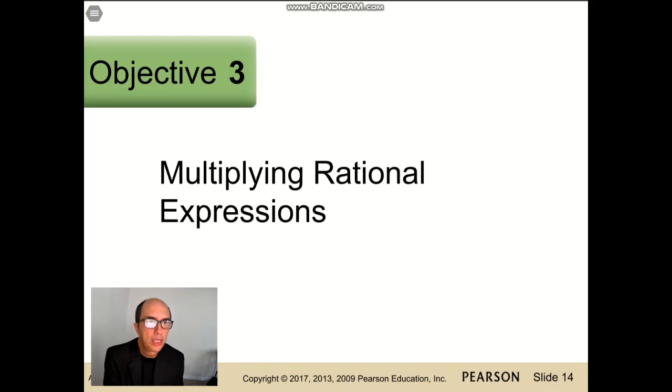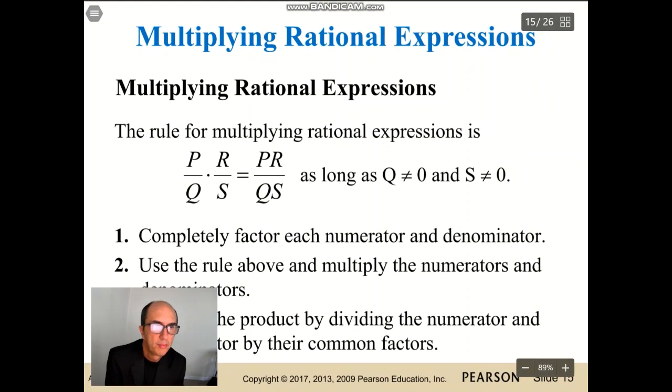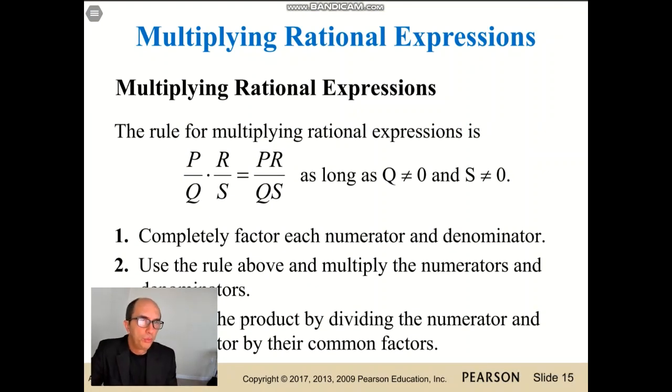Finished with the examples, let's go to the next objective. Objective number 3, multiplying rational expressions. The rule for multiplying rational expressions is, if you have one rational expression p over q, and another one r over s, p over q times r over s is equal to p times r over q times s, as long as q and s are different from 0.